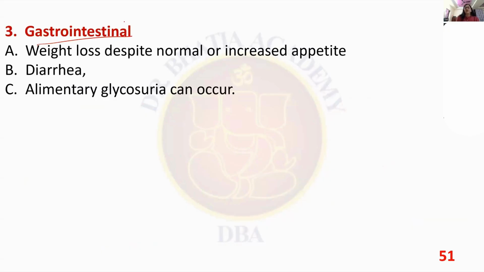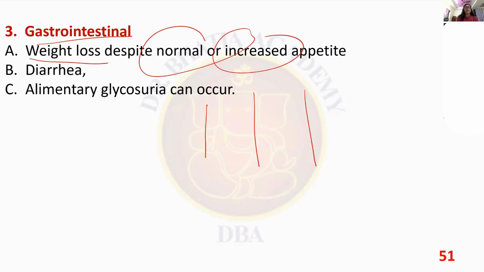In the GI, I already revised with you, there will be increased appetite, increased motion, and weight loss. So weight loss despite normal or increased appetite. There is diarrhea. There is alimentary glycosuria even. At times you can find that there is alimentary glycosuria.